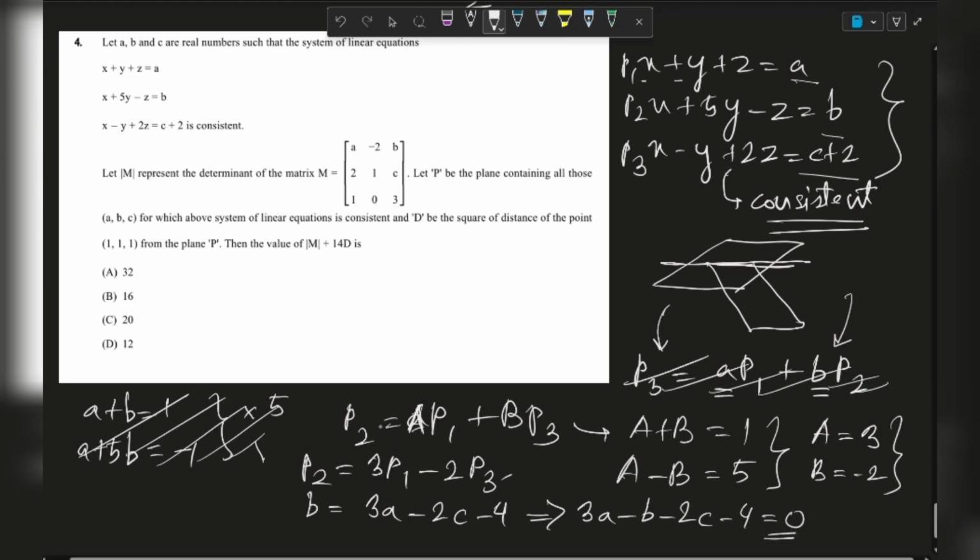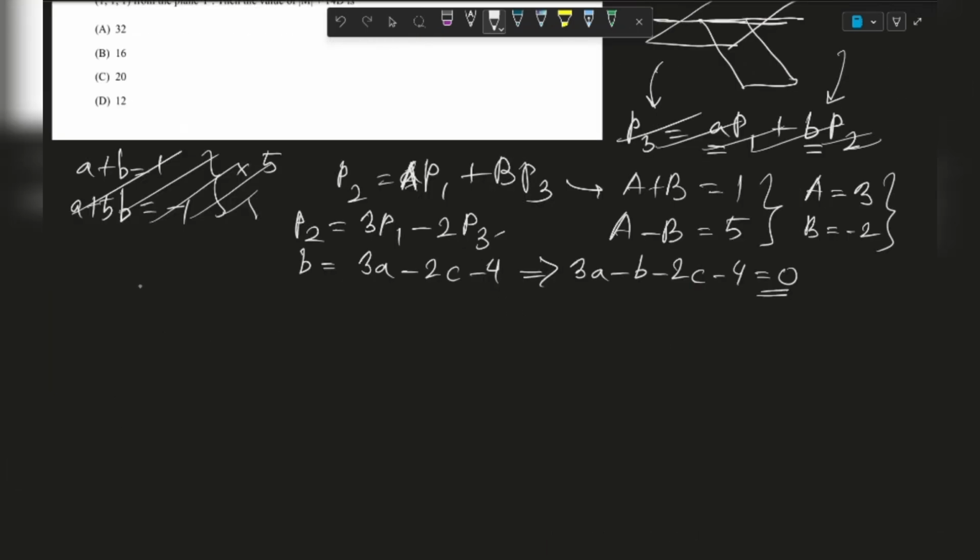Now what they have said in the question is that let P be a plane containing all such points small a, small b, small c. In other words, you can replace small a, small b, small c with x, y, and z. I will change the page. So this actually becomes plane P. For us, this becomes 3x minus y minus 2z minus 4 equal to 0. So this is our plane P.